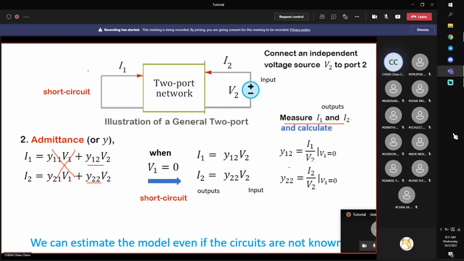Okay, so this is what we can do in the experiment. Just make one of the inputs 0, and measure the other output by sending in a known input.